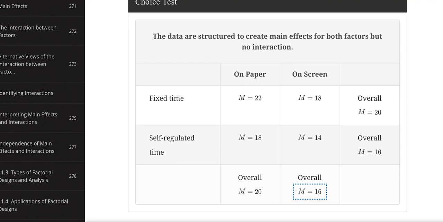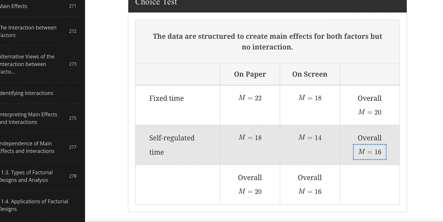So there was a difference. They were not the same. There was some sort of effect happening, right? And then over here in the rows, you can see that for fixed time, the mean was 20, and for self-regulated time, the mean was 16. So again, there is a difference here. There is something happening. There is an effect.